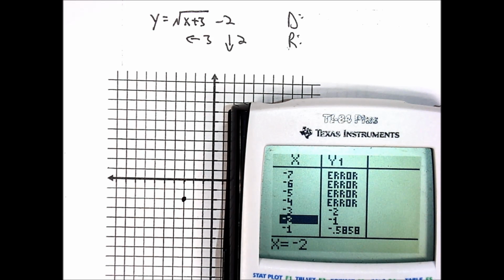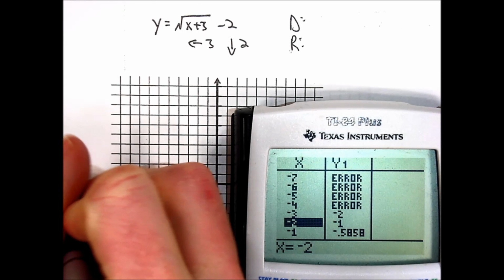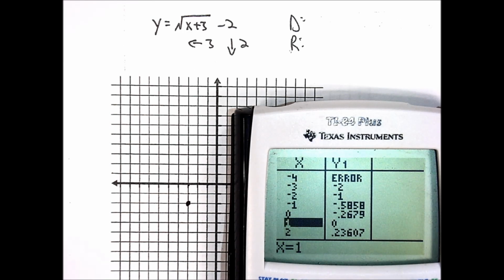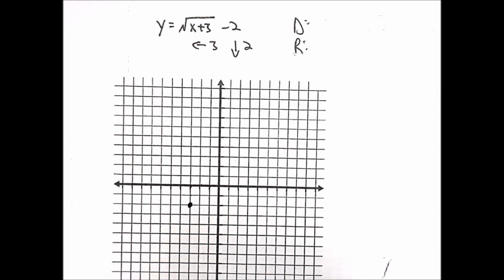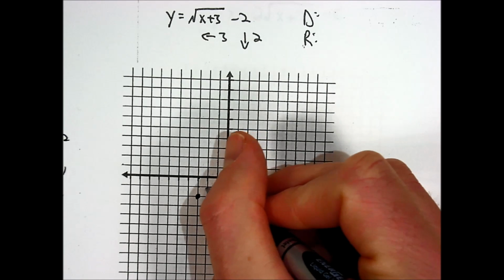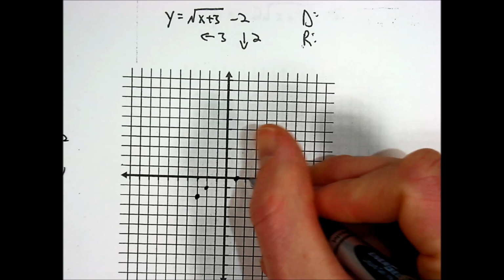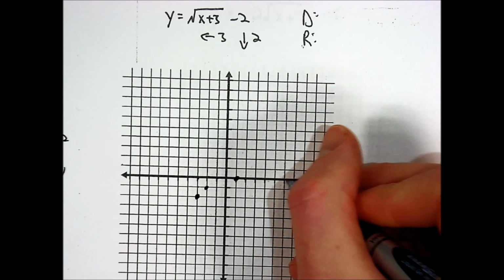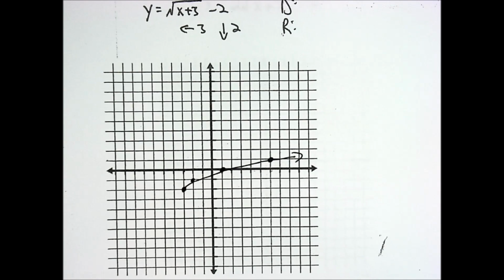Alright, so let's get some other nice points here. Negative 3, negative 2. Negative 2, negative 1. 1, 0. Anything else? And 6, 1. Alright, so then we'll have negative 2, negative 1, 1, 0, and 6, 1. Alright, just like that.